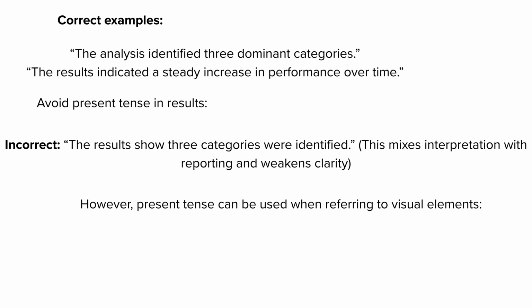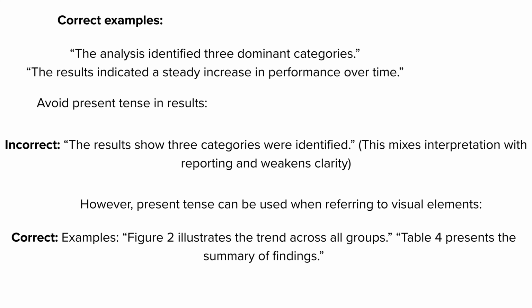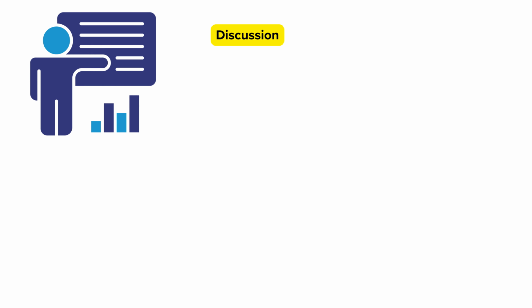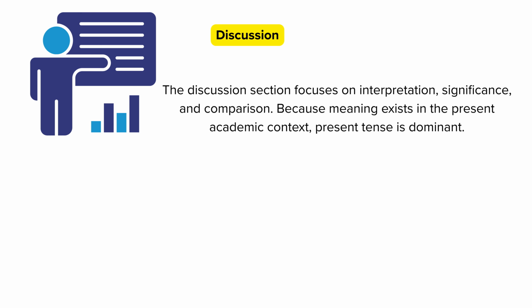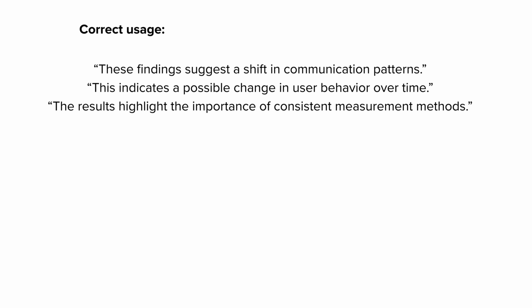However, present tense can be used when referring to visual elements. Examples: Figure 2 illustrates the trend across all groups. Table 4 presents the summary of findings. Discussion: the discussion section focuses on interpretation, significance, and comparison. Because meaning exists in the present academic context, present tense is dominant. Correct usage: these findings suggest a shift in communication patterns. This indicates a possible change in user behavior over time. The results highlight the importance of consistent measurement methods.